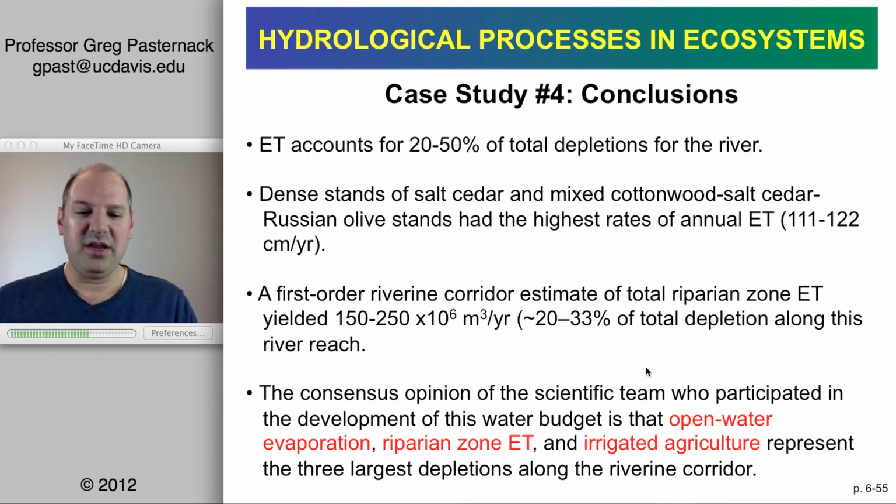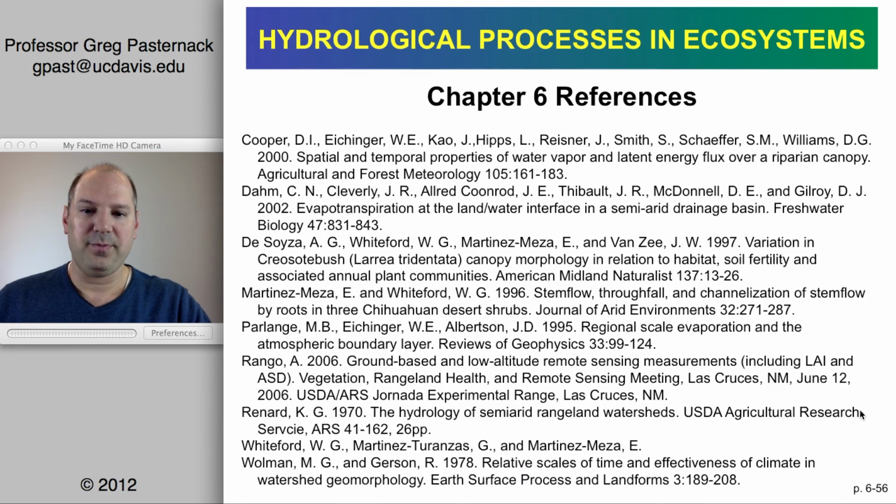The consensus opinion of the scientific team who participated in the balance is that open water evaporation, riparian zone ET, and irrigated agriculture represent the three largest depletions along the river corridor. Okay, so that gives you three different scales of thinking about what the water balance is like in rangeland, semi-arid, arid settings, and it also gives you a sense of the interactions between biota and water and even nutrients in those settings.